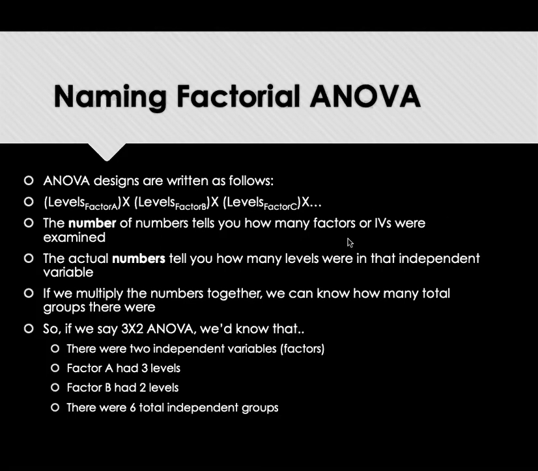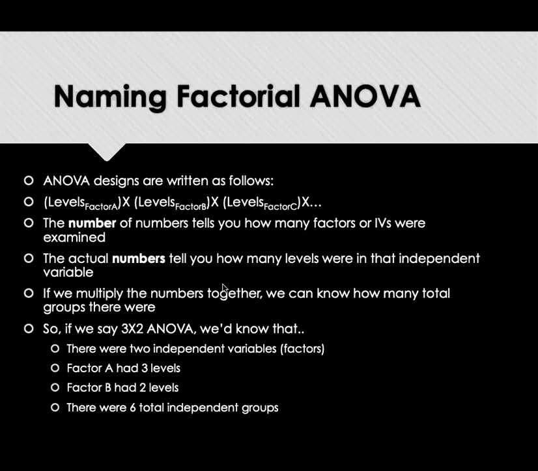And so you can have an infinite number of factors. A factorial ANOVA, again, is 2 or more independent variables. Up to this point, we've been just looking at one independent variable at a time. The number of numbers tells you how many factors or independent variables are being examined, and the actual numbers tell you how many levels were in that independent variable.